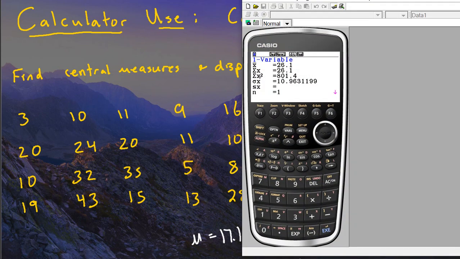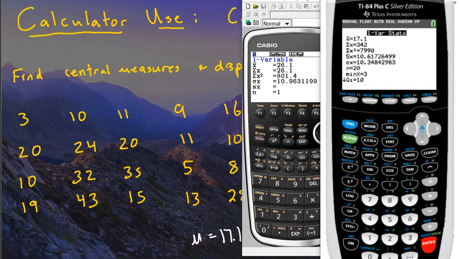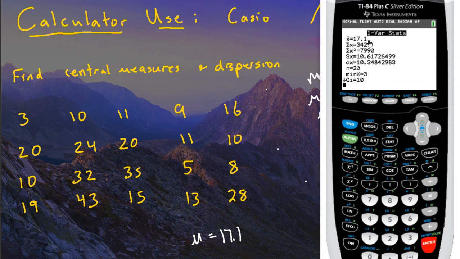And this means sum of X. That means if I added them all up, wait a minute, how did I get a 26? What? Oh, that's a wrong calculator. Like what happened? Our sum here is 342. If we were to add up the data, this n tells us that we have 20 pieces of data. That's good because that's what I have, 20 pieces of data.